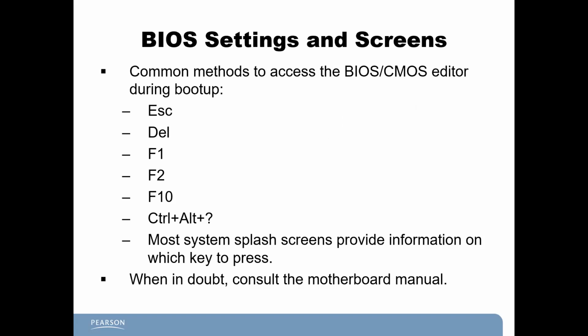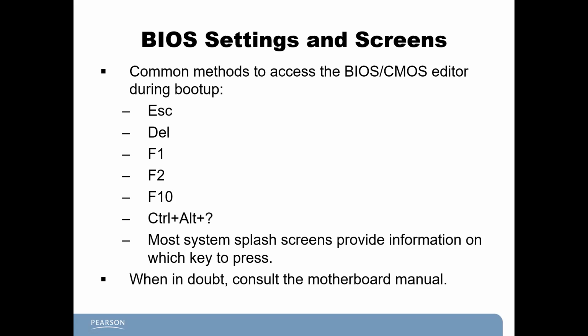BIOS settings and screens. Common methods to access the BIOS or the CMOS editor during boot up are by pressing the Escape, the Delete, the F1, F2, F10, or a Control plus Alt plus combination of keys to go around editing the settings of BIOS during boot up. Most system splash screens provide information on which key to press.